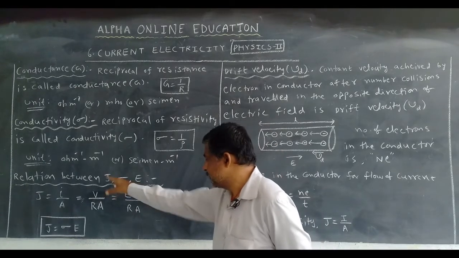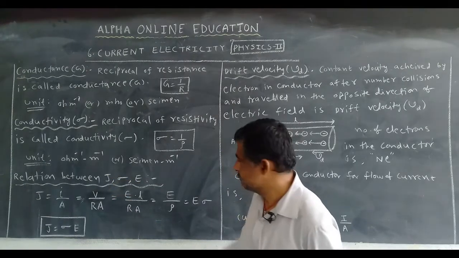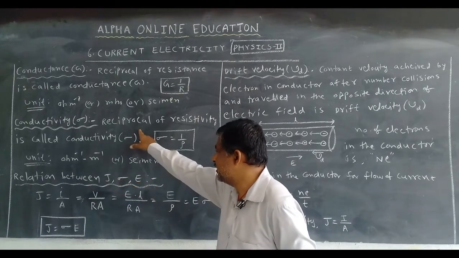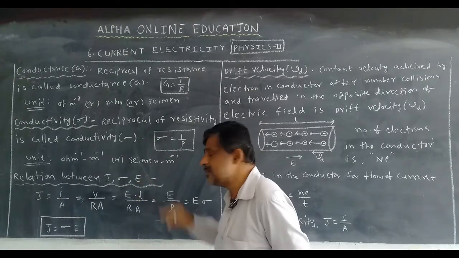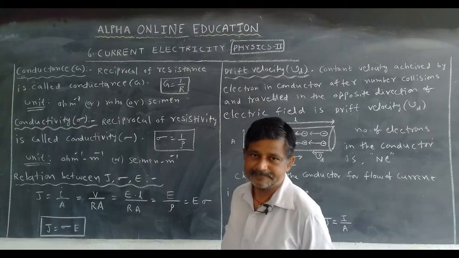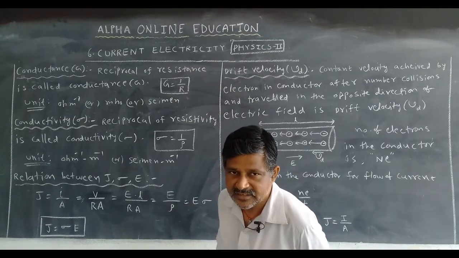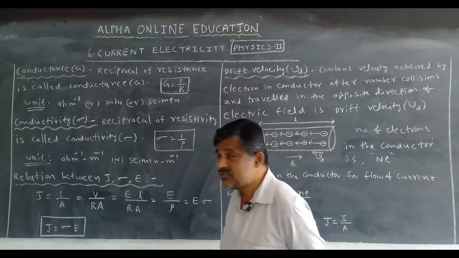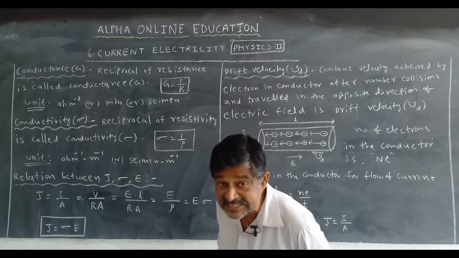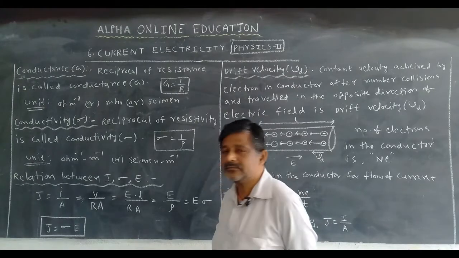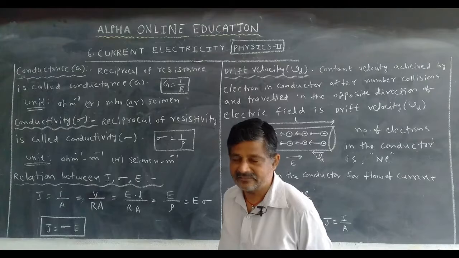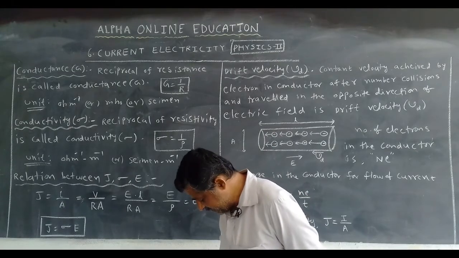J is current density. Sigma is conductivity. E is the intensity of electric field. Now what is the relation between them?